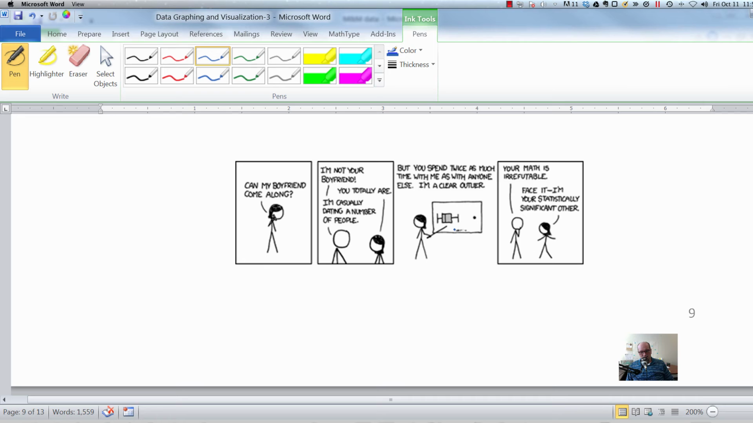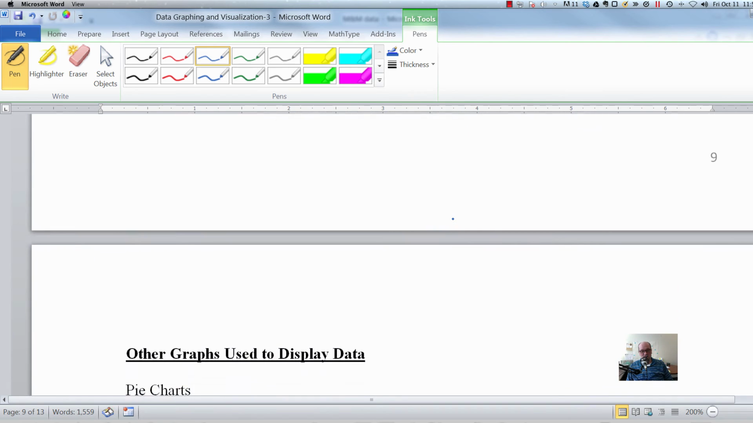She displays a box plot. But you spend twice as much time with me as with anyone else. I'm a clear outlier. Here she is out here. The amount of time. This axis must be the amount of time you spend with people. Something like that. Your math is irrefutable. Face it, I'm your statistically significant other. I'm telling you, statistics humor, it just doesn't get a lot better than that.